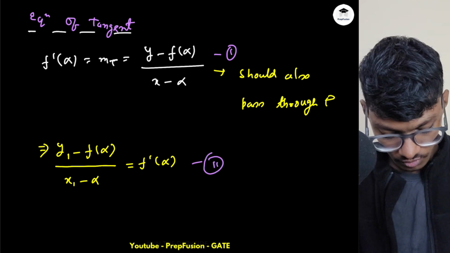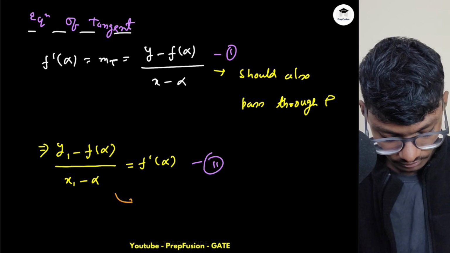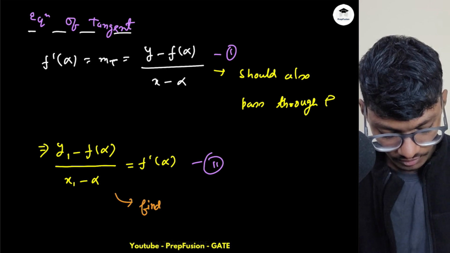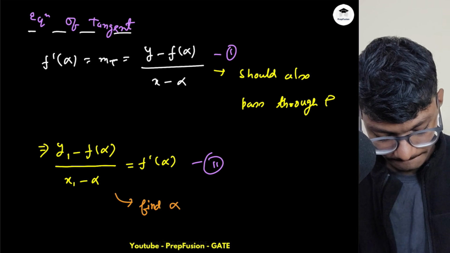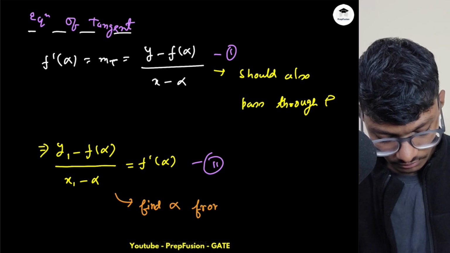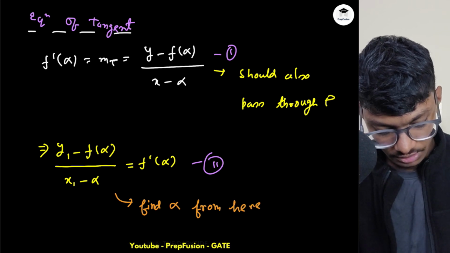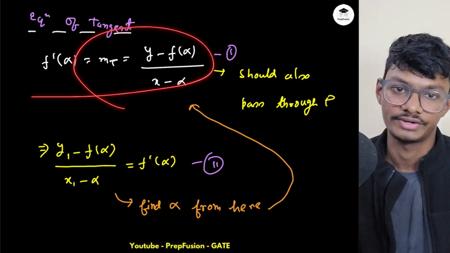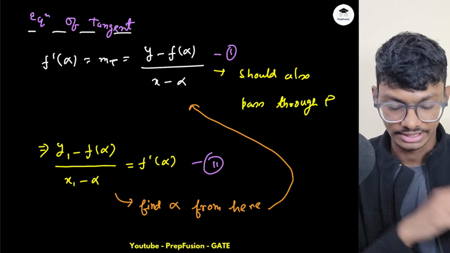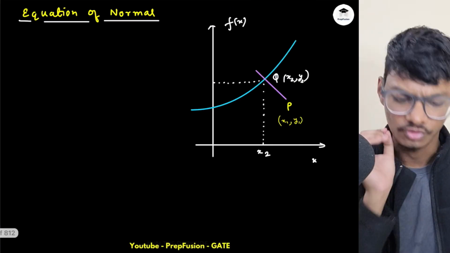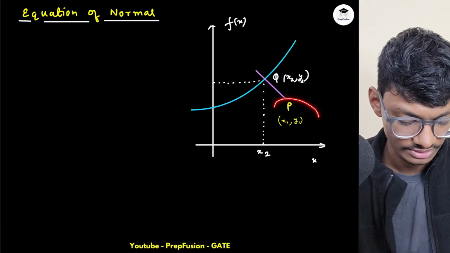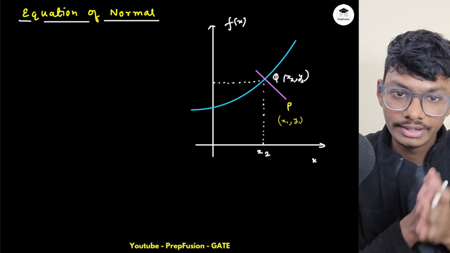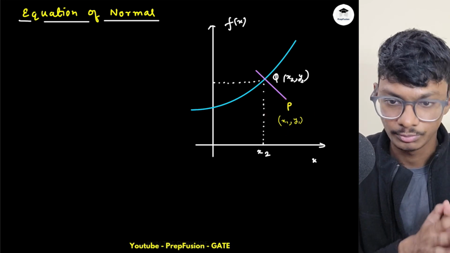So find alpha from here. Then you put this value of alpha here and you will be able to find the equation of tangent. That is exactly what we'll do. Now the same thing for the equation of normal as well. I have been given an external point, but it will be a bit different this time.